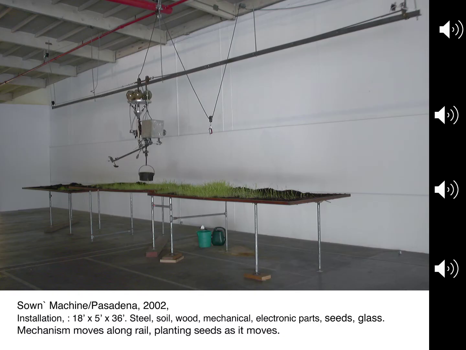This is a planting device that I once made called Sown Machine, shown in Pasadena, that would react to the movements of viewers through motion sensors, turning the work on and off and setting it up and down that railing, creating the patterns of movement in the seeds that would grow on that bed of soil.